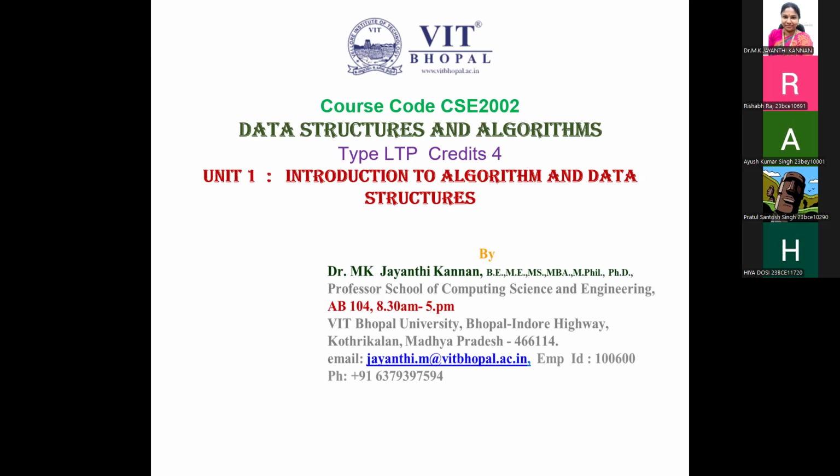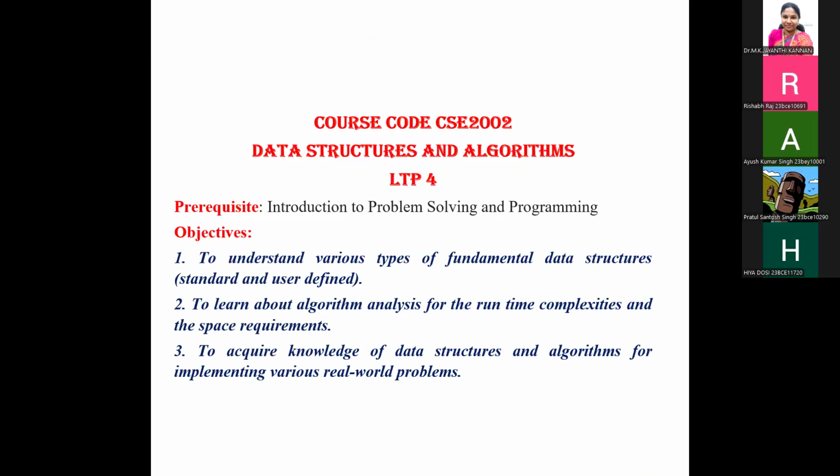And we have 5 units in our subject. The first unit is called Introduction to Algorithm and Data Structure. So we'll see what is an algorithm, what are the different types of algorithms, what is the complexity of the algorithm, and what is a data structure. In the same way, primary data structures and user-defined data structures. So today we are going to discuss the basic and fundamental concepts. The prerequisite for our subject data structures and algorithms is basic knowledge of computer science and introduction to problem solving and programming, which is a must to understand the concepts.